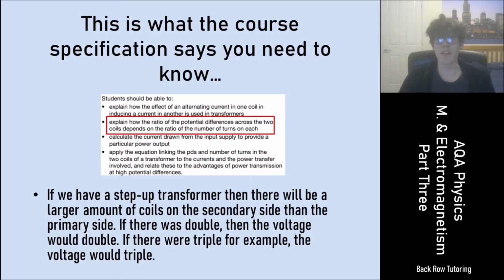Explain how the ratio of the potential differences across the two coils depends on the ratio of the numbers of turns on each. Well, if we have a step-up transformer, then there will be a larger number of coils on the secondary side than the primary side. If there was double, then the voltage would double. If there were triple, for example, the voltage would triple. So if the ratio between the first and second number of turns is 1 to 4, then we know that the voltage is going to quadruple. All right? The ratio between the number of turns on the primary and secondary part of the transformer is equal to the ratio of voltages of both, okay?